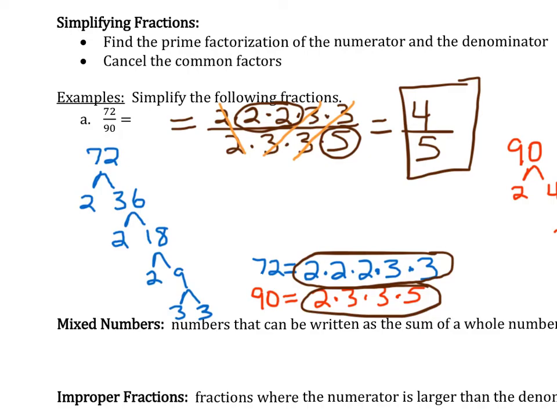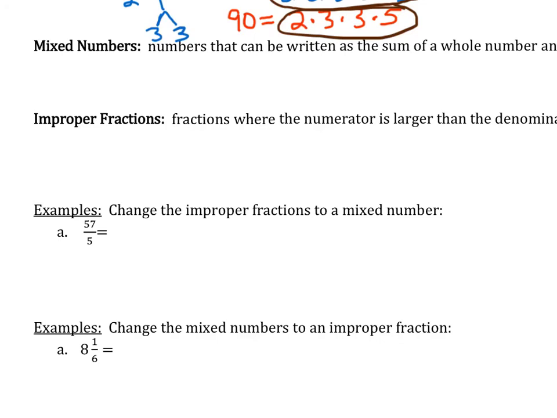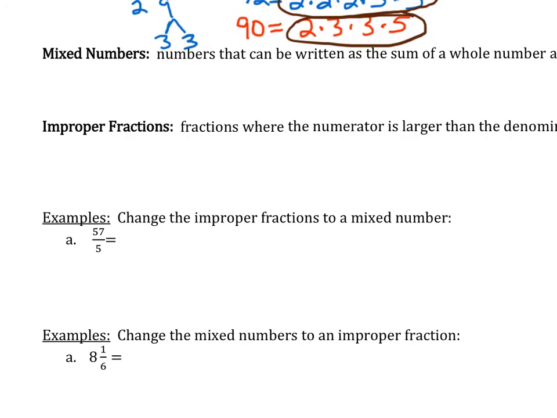Okay. The last thing we're going to talk about are what we call mixed numbers and improper fractions. Mixed numbers are numbers that can be rewritten as the sum of a whole number and a fraction. For instance, if I have a number like 3 1/2, instead of writing that plus right there, we have 3 1/2. We don't write the plus. It's understood to be there. But that's a mixed number.